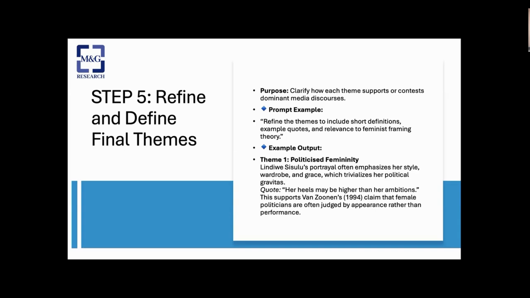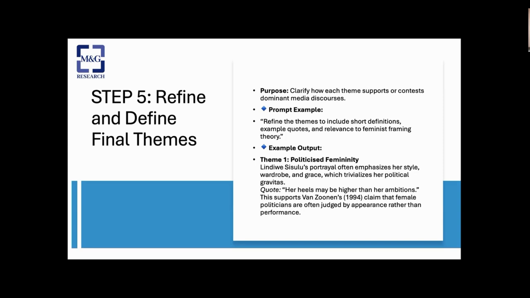An example of a quote that supports this is this description: her heels may be higher than her ambitions. These are quotations actually retrieved from the data that we're going to make an example of. So this supports, now you're explaining, Van Zoonen's 1994 claim that female politicians are often judged by appearance rather than performance, right? So what have we demonstrated here so far?